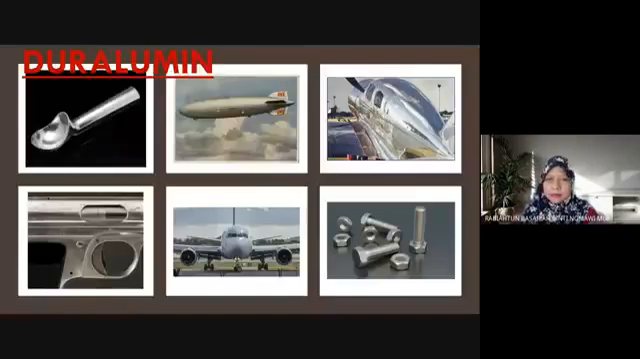Okay, here are some of the functions of duralumin.